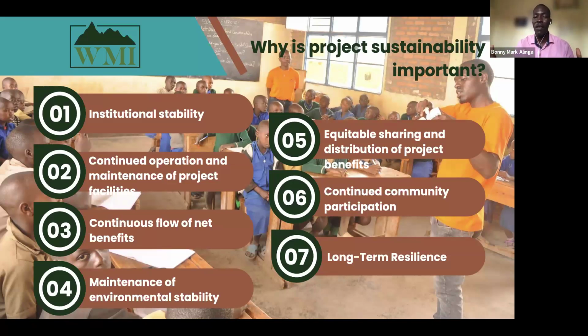So you need to have this continuous flow of the net profits. How are you going to rally the donors? How are you going to have creativity in a sense that other people can buy in and give contributions towards the sustainability, the business arm of the NGO part of it? Just for example, the maintenance of environmental sustainability, very key. You need this. The equitable sharing and distribution of project benefits. So these are things that we need.